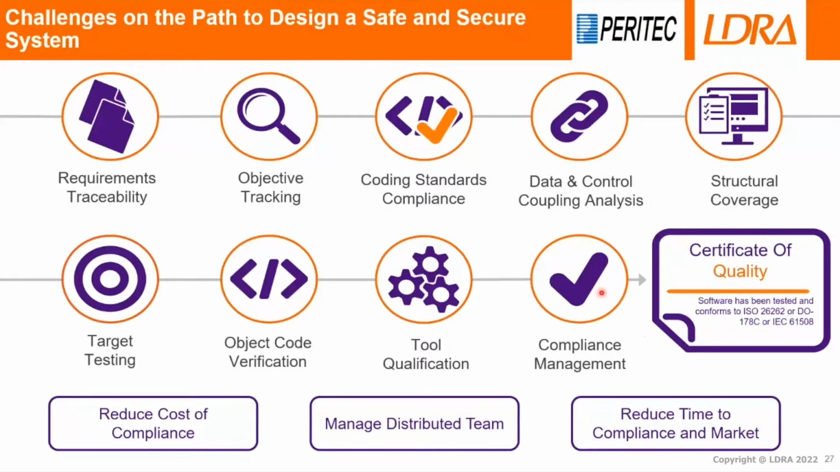So once you have these evidences, the software or system can be tested and confirmed to 26262 or 61508, which is for industrial applications, or any of the standards. These challenges we can overcome by the use of automated, qualified, and integrated tools in the life cycle, which will help you to reduce the cost of compliance. And also you can manage a distributed team with the application of the tools, which will finally help you to reduce the time to compliance and market.